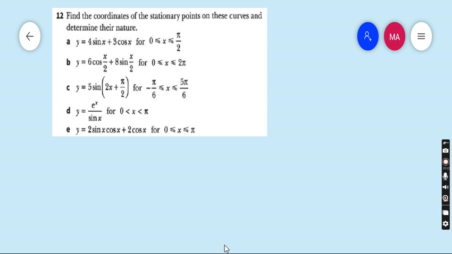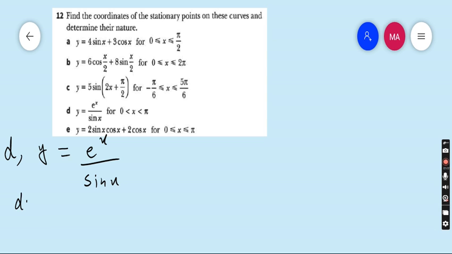Let's start question number 12 part D, because we have already done part A to part C in last lecture. Part D is y equals e^x upon sin x, and the requirement is to find the stationary points and the nature of these stationary points.